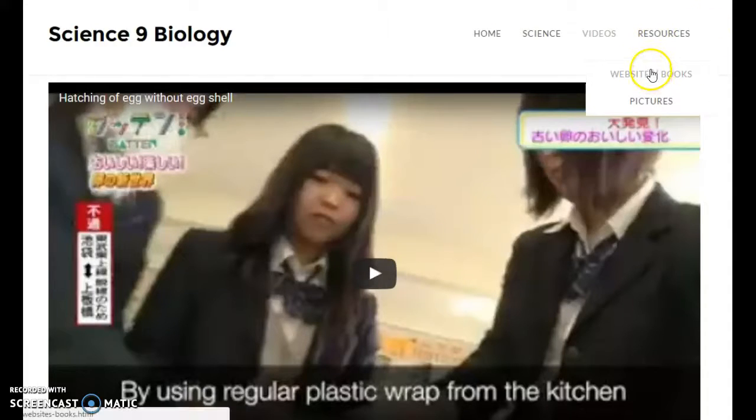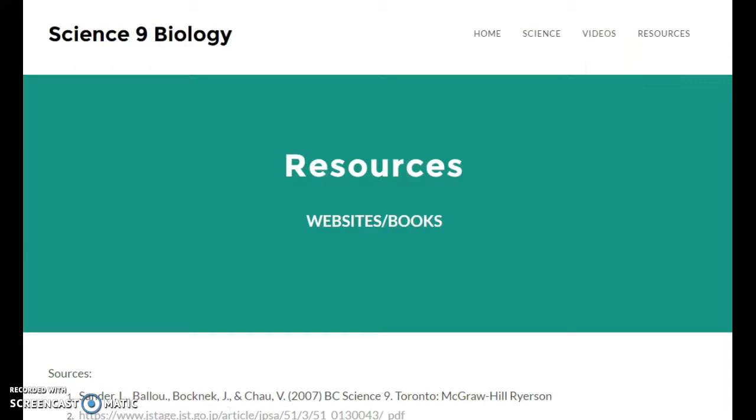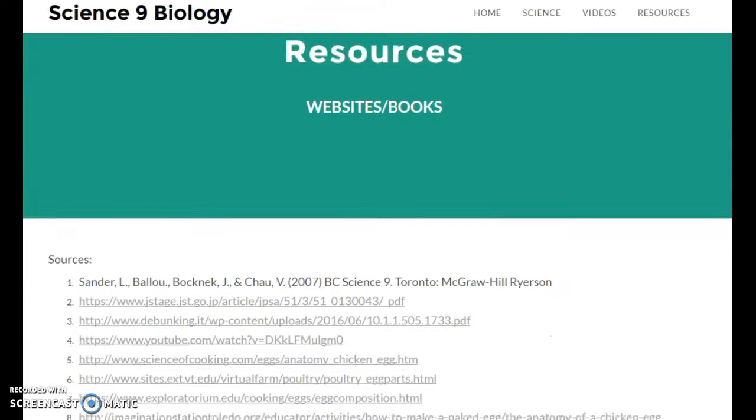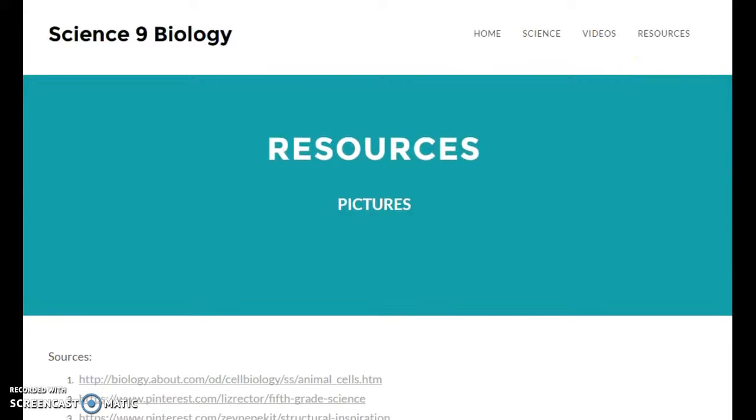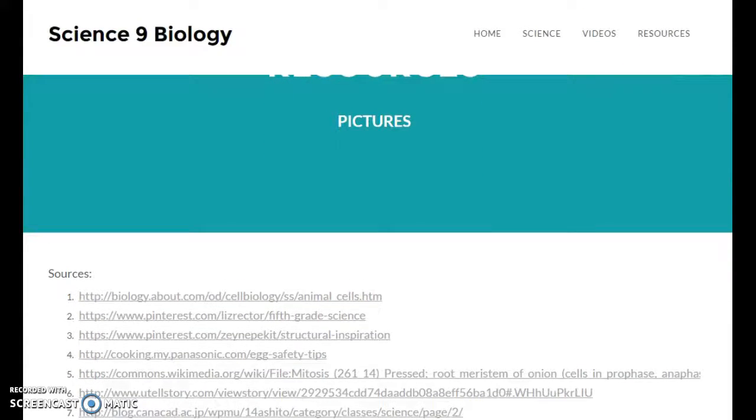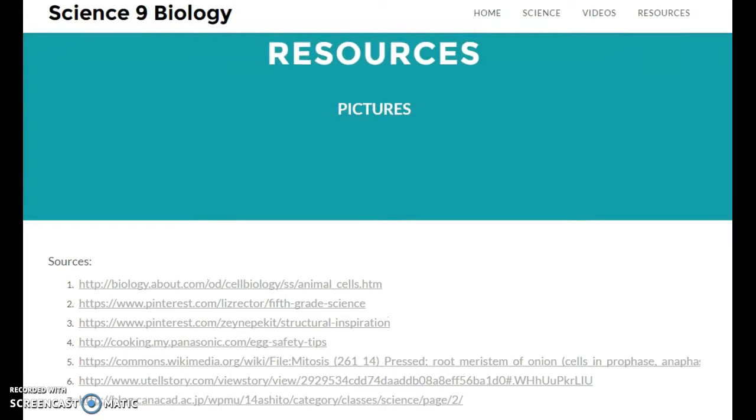Here we have our resources. We had used 1 book and 7 websites. And then our picture resources on where we got our pictures from. We used 7 different websites to get our pictures.